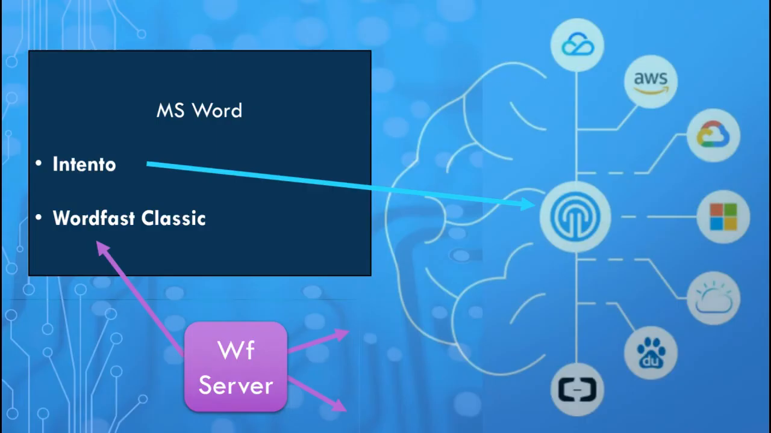So as we've seen, it is very efficient to use Intento to select your own machine translation to be able to get the best output. It is also very useful to use that along with Wordfast Classic in Microsoft Word. And of course, Wordfast Classic can be connected to Wordfast server so as to leverage translation memories that you are able to share with your team. And you can do the same with glossaries as well. That is something extremely useful.